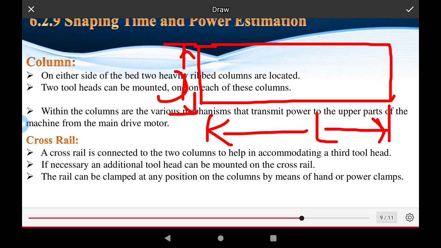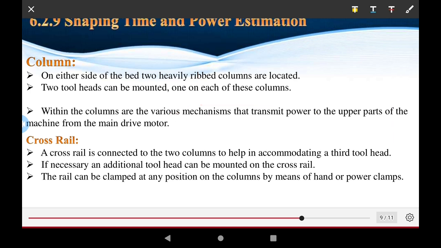Within the columns are various mechanisms that transmit power and support parts of the machine from the main drive motors, used for driving the belt drives. Belt drives also move the table from one position to another. Within the columns are also mechanisms for power transmission. The motor converts electrical energy into mechanical energy, and some is provided for the speed of reciprocating motion of the tables, and the stationary position of the tools is selected for one position.